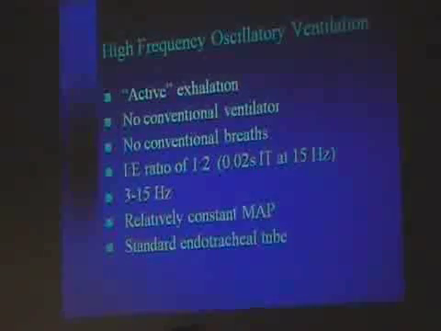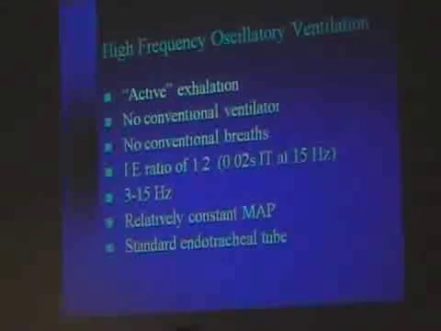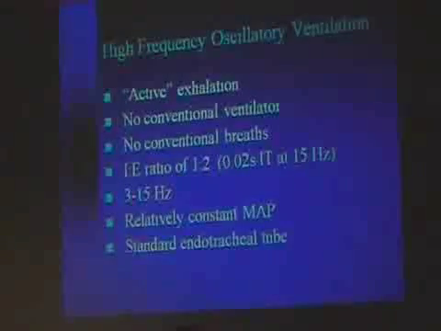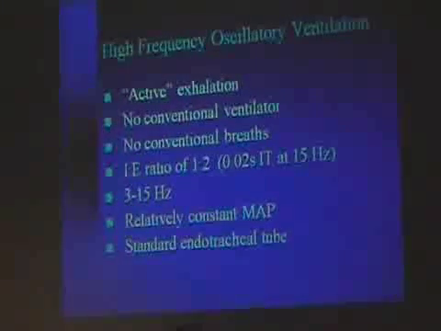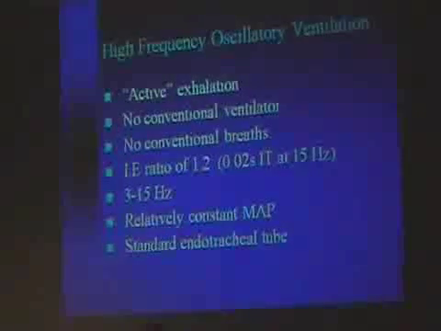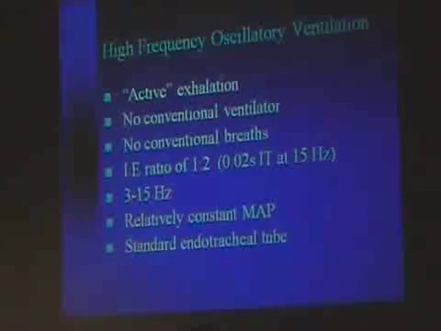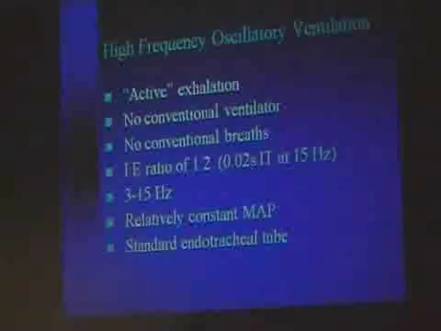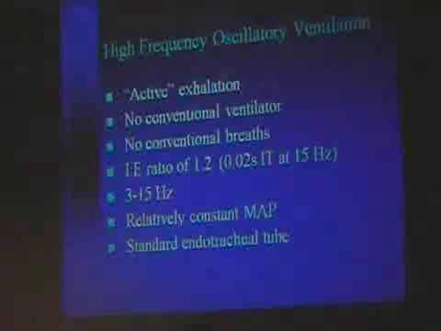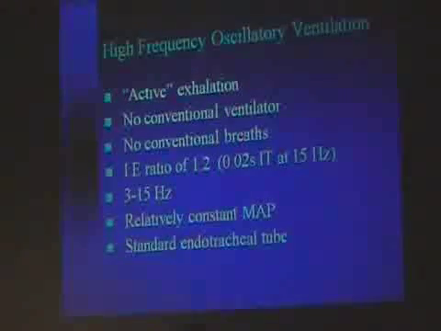So with the oscillator, you set an IE ratio. It's always 1 to 2. It's always 33% at the duty cycle. And on the jet, you set an inspiratory time. The oscillator that we currently use is able to go from 3 to 15 hertz. All right, a hertz, as you know, is 1 cycle per second. We use hertz instead of breaths because it sounds really stupid to say 600 breaths a minute or 900 breaths a minute. So we talk in terms of hertz, which is cycles per second.